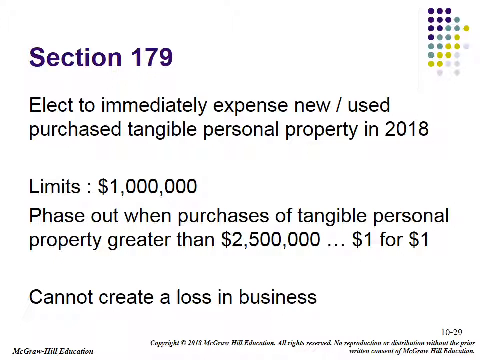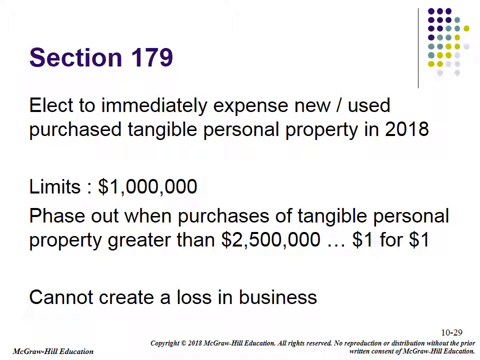So once they purchase $3.5 million, they're not eligible for Section 179 expensing. Remember also, you cannot create a loss in the business. And you could take a look at example 10-13 to see how Section 179 would be limited due to income. On page 10-18, here's just a normal example. Let's go to 10-17 actually.